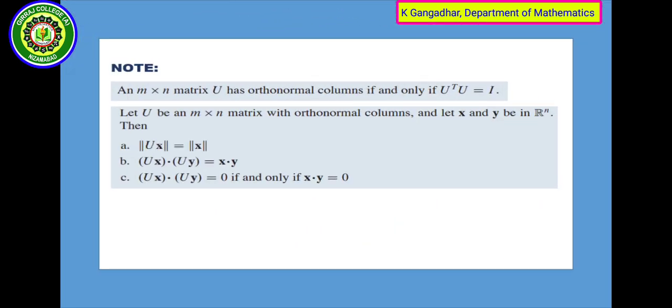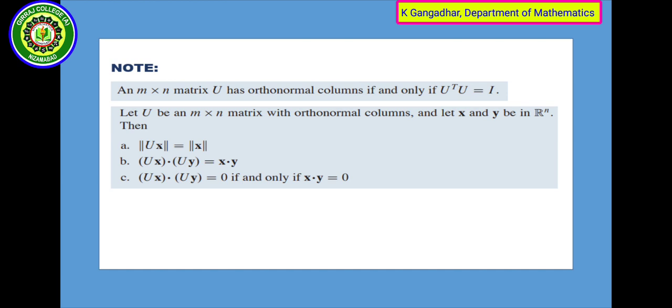So now one note. An M by N matrix U has orthonormal columns if and only if U transpose into U equals I. So if U transpose into U equals I, then we say that U is a unitary matrix.